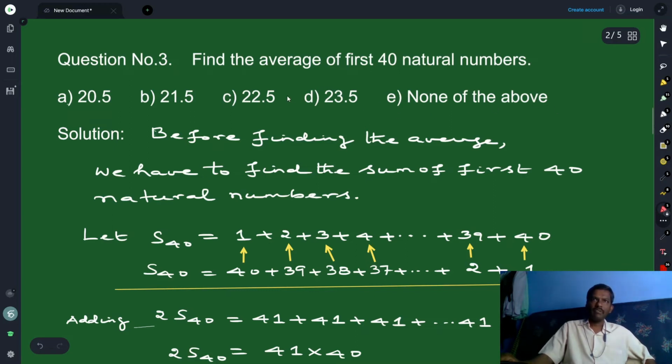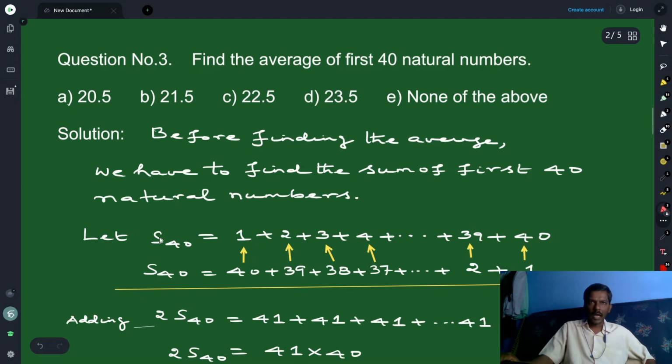Before finding the average, we have to find the sum of the first 40 natural numbers. So let us call the sum of the first 40 natural numbers S40. You write it as 1 plus 2 plus 3 plus 4 and so on, up to 39 plus 40.